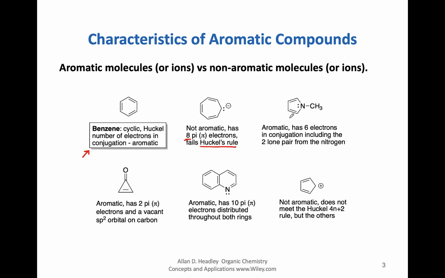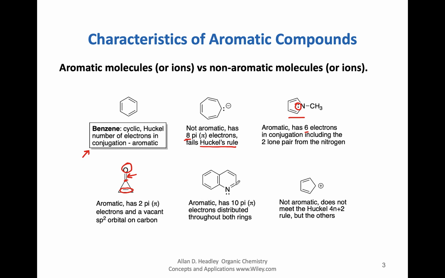This is aromatic because it has 6 pi electrons, even though it has 2 non-bonding electrons on nitrogen, but they are also a part of the ring of conjugation. Here is another one, 2 pi electrons, so that meets Huckel's rule because here n is 0. This carbon here is sp2, but vacant, because these bonding electrons here are mostly associated with the electronegative oxygen.